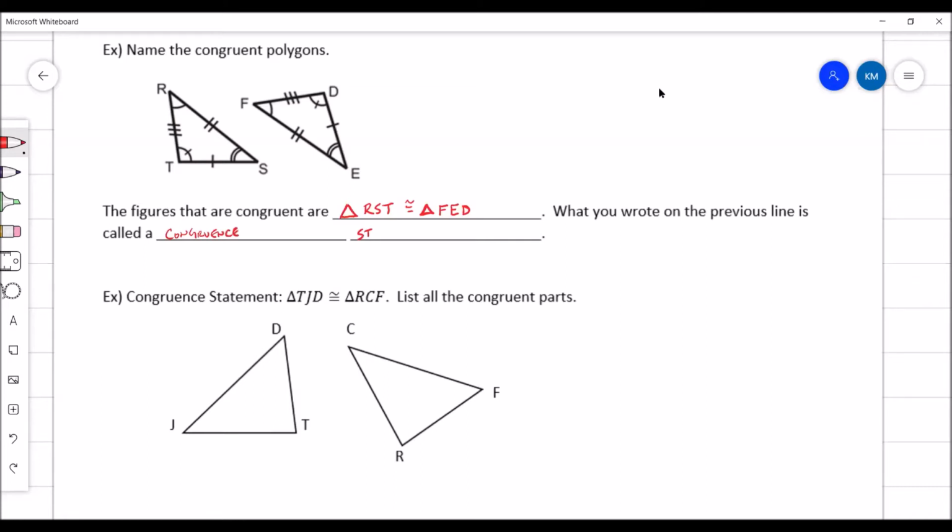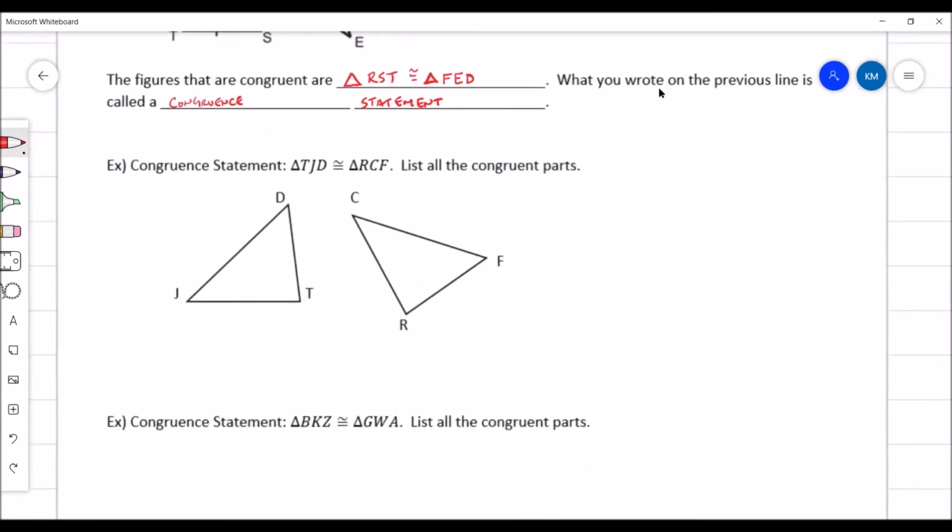A congruence statement just tells us what's congruent to what. Okay, and as we say, this triangle is congruent to this triangle, we are more in depth in saying angle R is congruent to angle F, angle D is congruent to angle T. Segment ST is congruent to segment ED. You'll see that all that has to be true if we match up the corresponding angles.